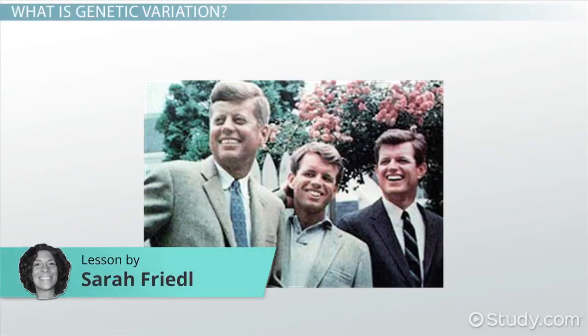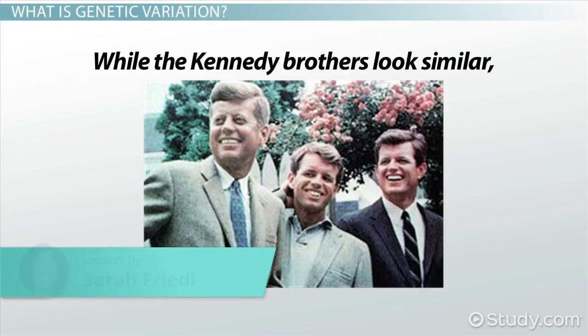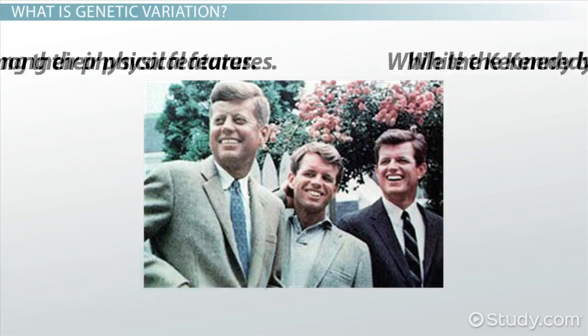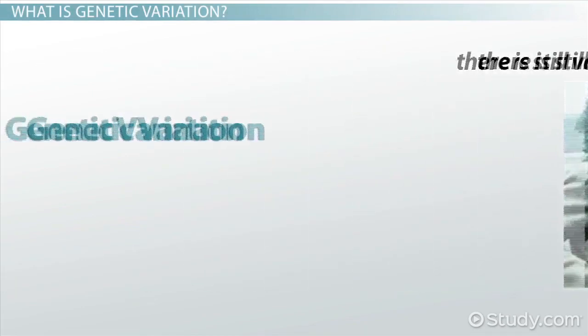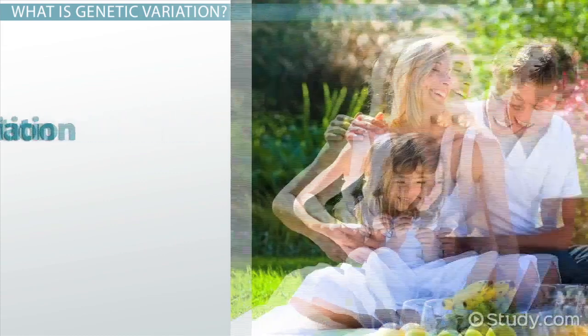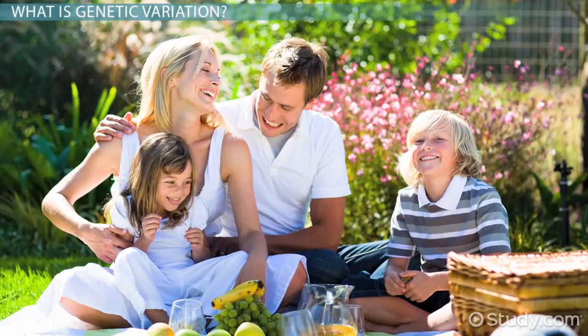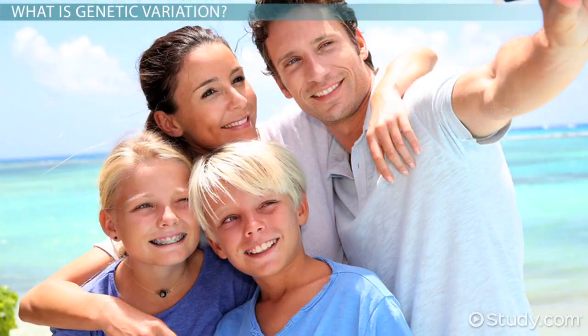Take a look at your family. You probably look similar to your parents and siblings, and they look similar to their parents and siblings. However, you don't look exactly the same, and this is due to genetic variation. You get your genes from your parents, which is why you and your siblings look similar to them and each other.